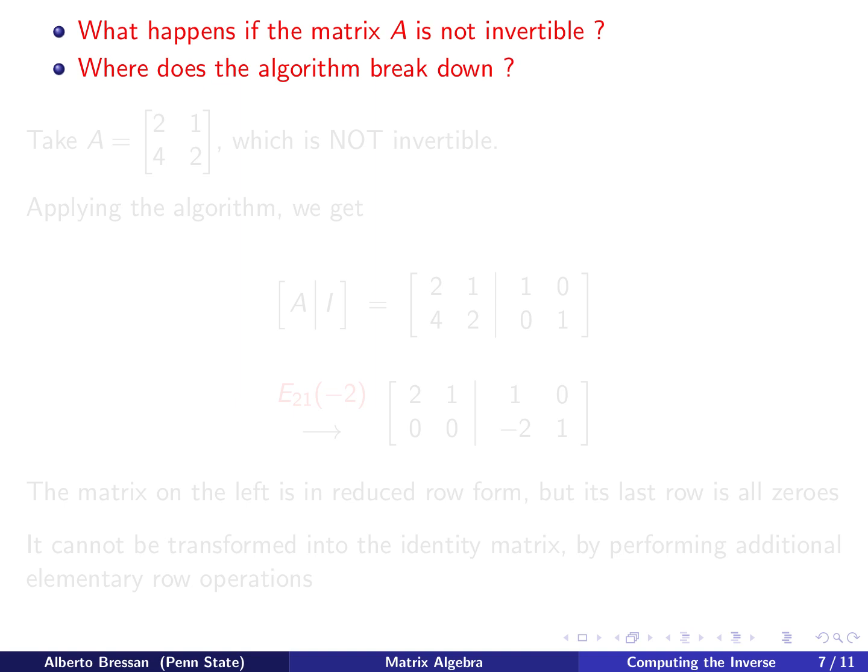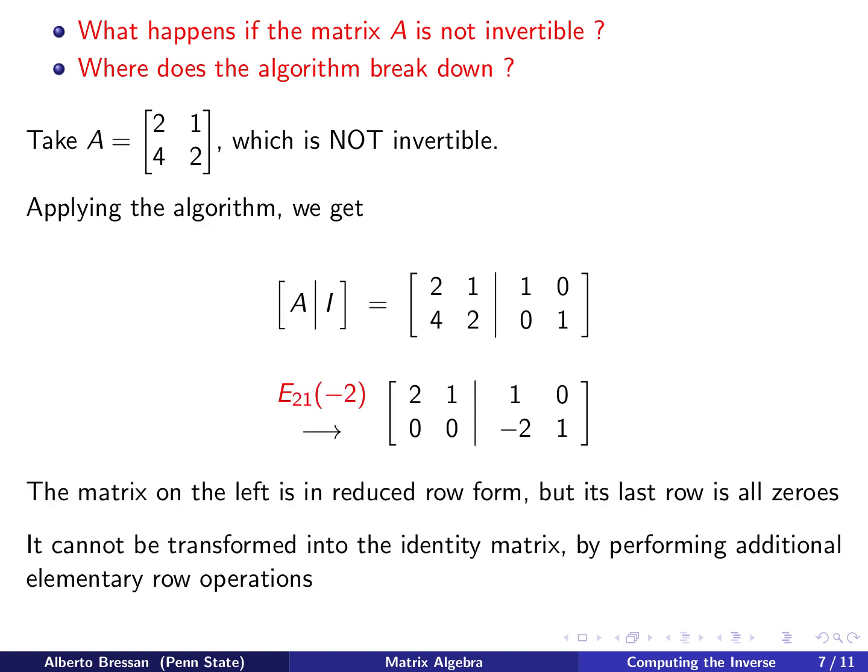So we have seen that not all square matrices can be inverted. What if a matrix is not invertible? And where will we see in the algorithm that it will break down? Well, let's take a look. We take the famous, or infamous, matrix A, which is not invertible: 2, 1, 4, 2. Let's try to carry out the algorithm. We have put A and I together, which is 2, 1, 4, 2, and then the identity here.